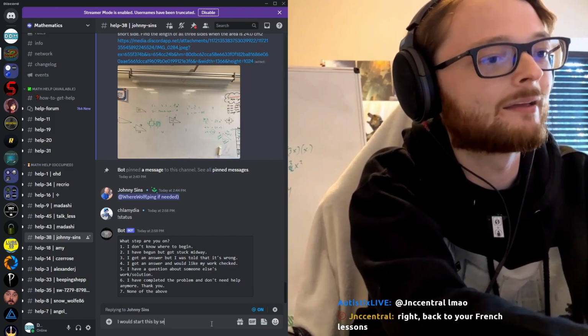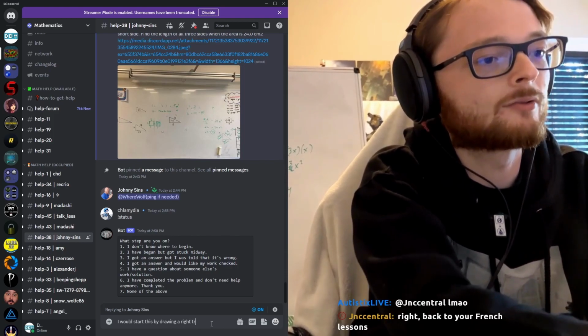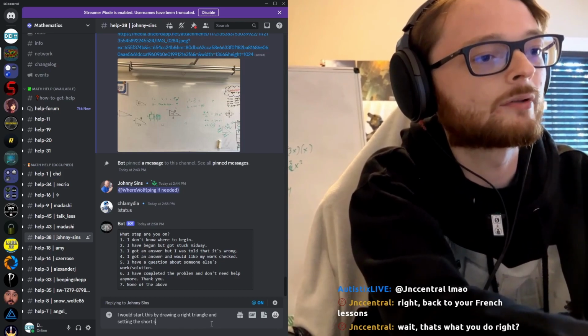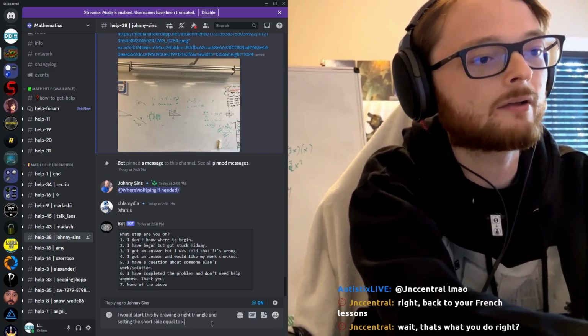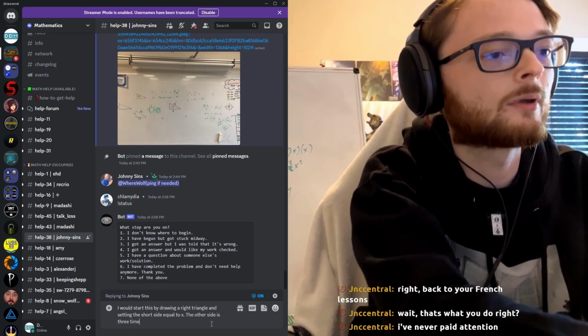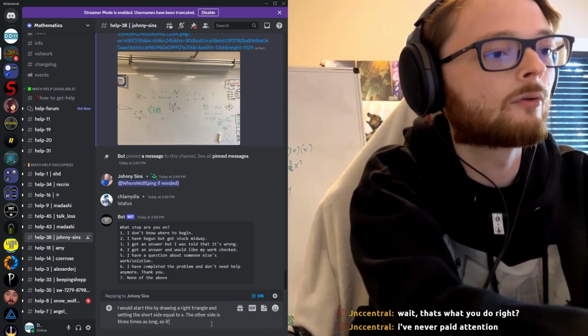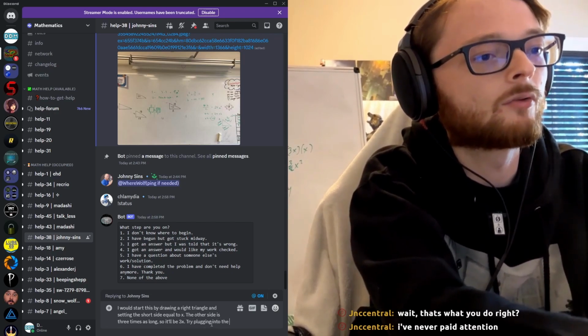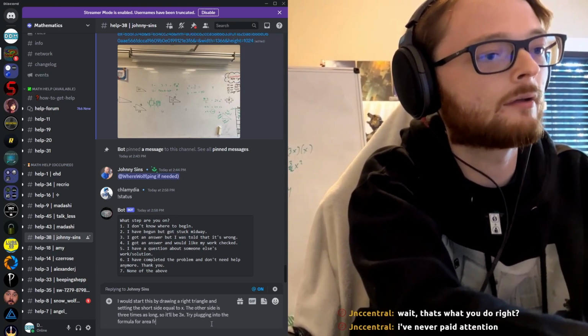Start this by drawing a right triangle and setting the short side equal to x. The other side is 3 times as long, so it'll be 3x. Try plugging into the formula for area from there.